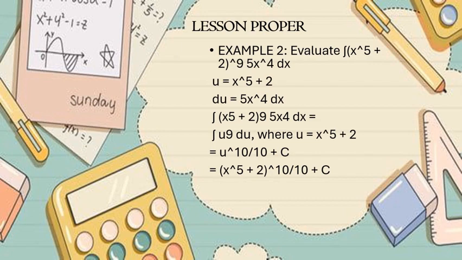That is, the integral of (x^5 + 2)^9 times 5x^4 dx equals the integral of u^9 du, where u = x^5 + 2, and then equals u^10/10 + c, which equals (x^5 + 2)^10/10 + c. So, as simple as that.